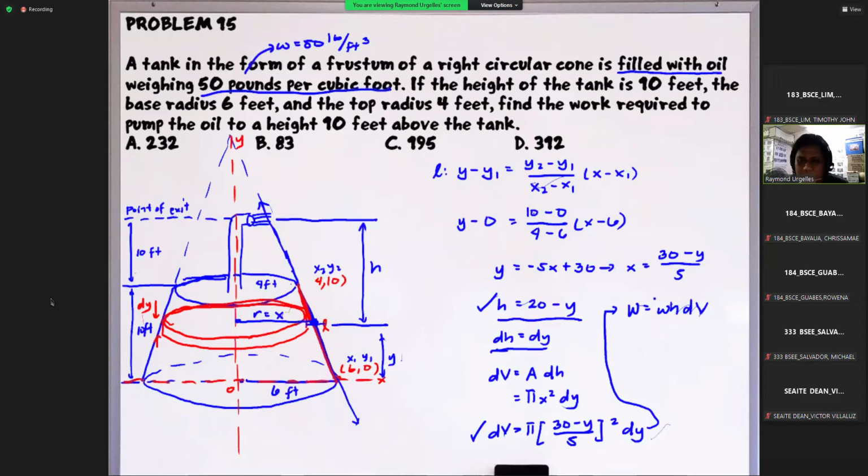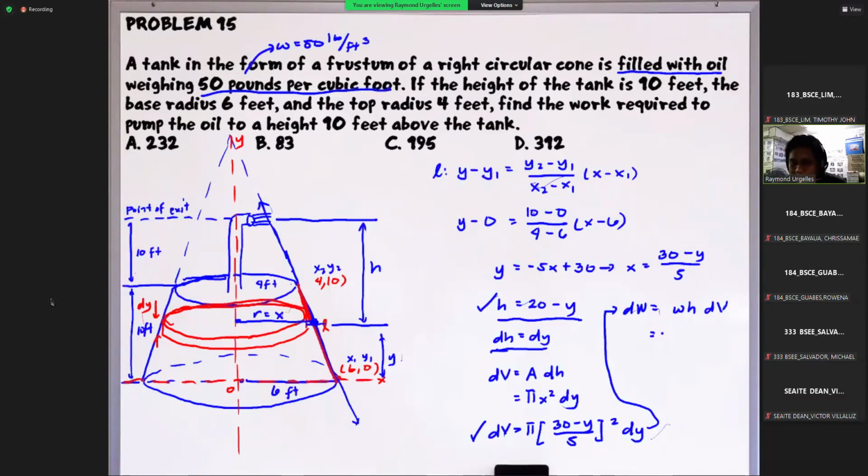Work done is simply equal to omega h dV. Integral lang nito over the whole volume. Omega is 50 pounds per cubic foot. Start tayo sa dW, para hindi tayo malito. So dW is given by omega h multiplied by dV.